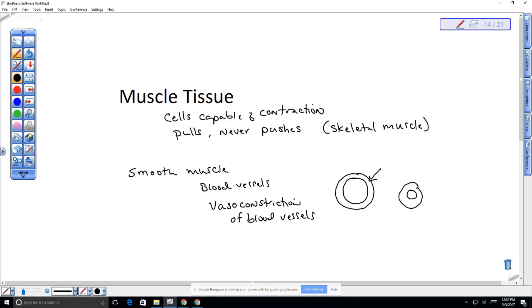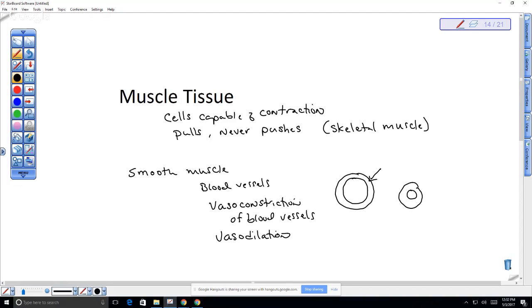And so when it relaxes, it vasodilates. So this would be vasoconstriction, and this would be vasodilation. So when it relaxes, it's called vasodilation. And that helps to shunt blood to different parts of the body, right? So you can shunt blood to your brain, away from your skin, right?